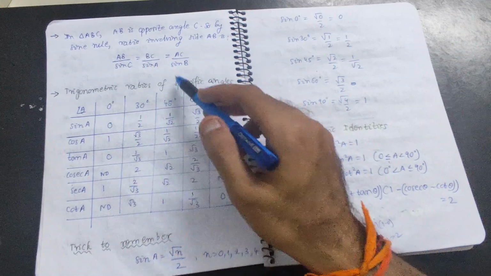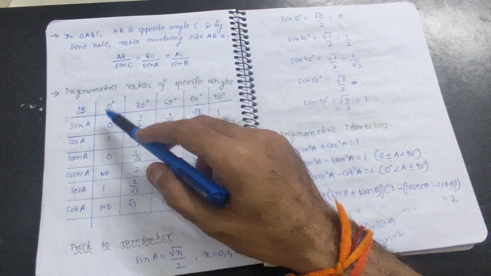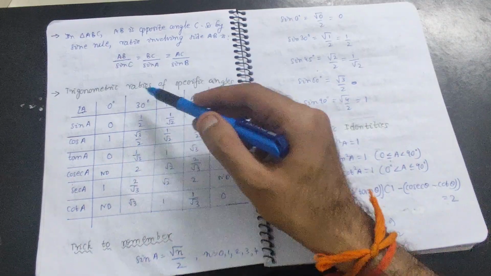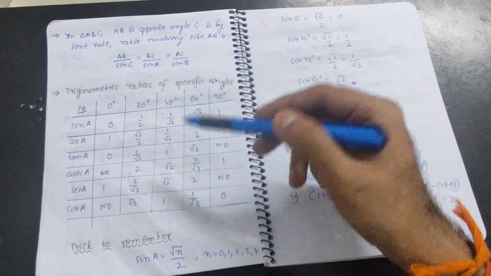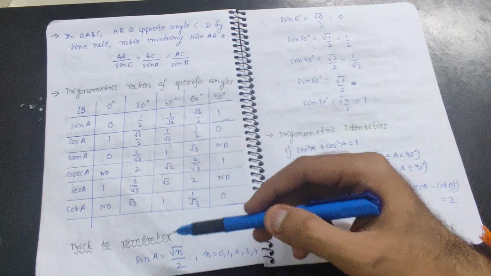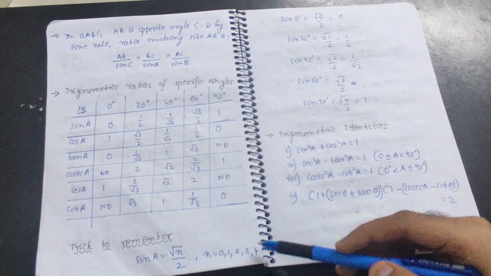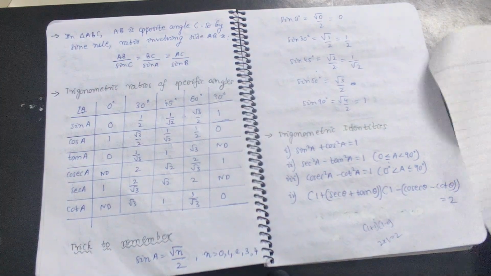Now we have trigonometric ratios of our specific angles 0, 30, 45, 60, 90. Now sine 0 is 0 as you all know. Sine 30 is 1 by 2, 45 is 1 by root 2, 60 is root 3 by 2, 90 is 1. How can you remember this? You have sine A is equal to root n by 2, and n is 0, 1, 2, 3, 4. So how can you remember n?